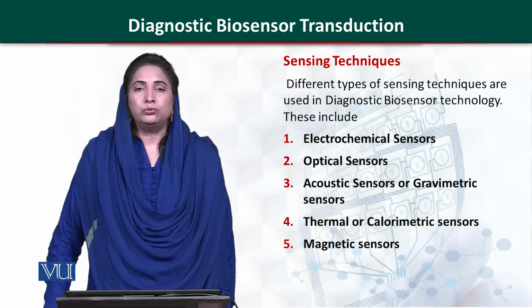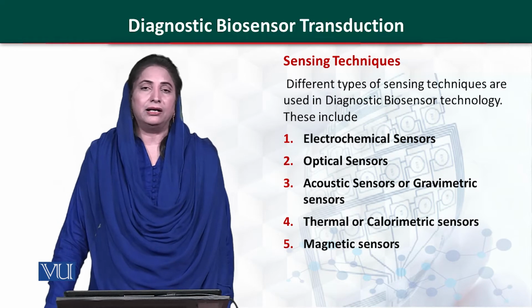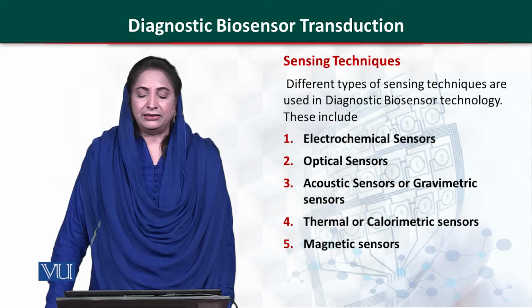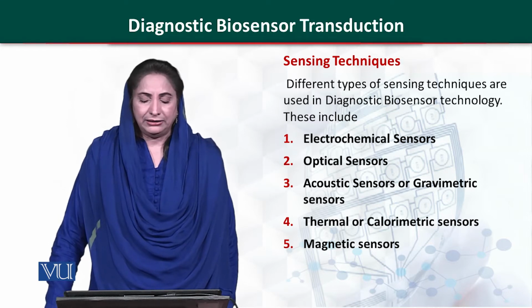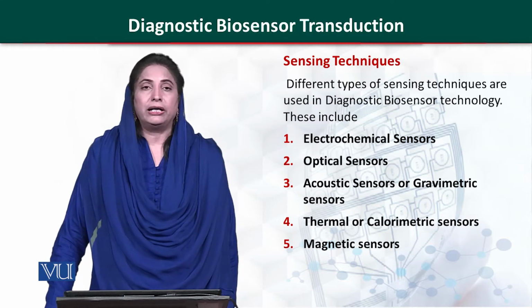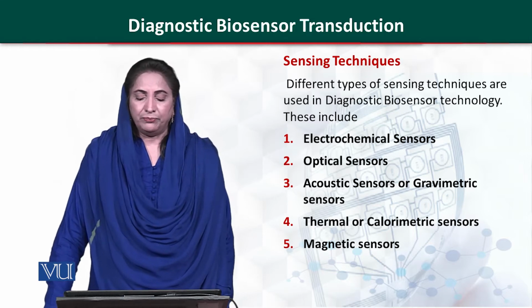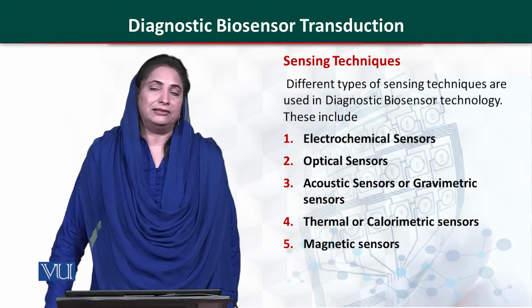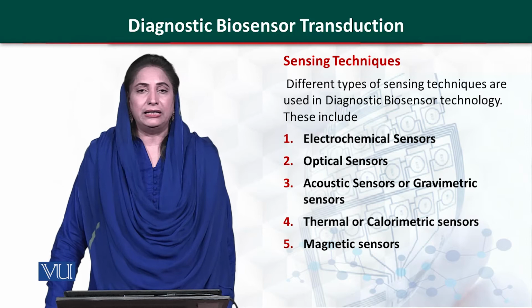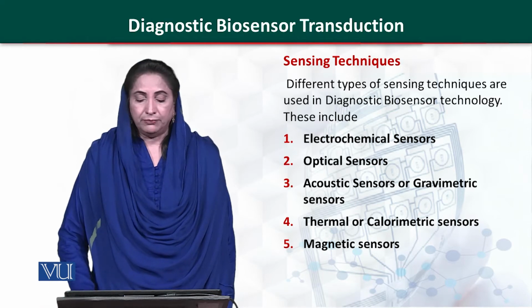Now we will discuss what types of sensing techniques are used in diagnostic biosensors. The electrochemical sensing techniques, optical sensing techniques, acoustic or gravimetric sensing techniques, thermal or calorimetric sensing techniques, or magnetic sensing techniques. These are a few techniques which are used in diagnostic biosensors.